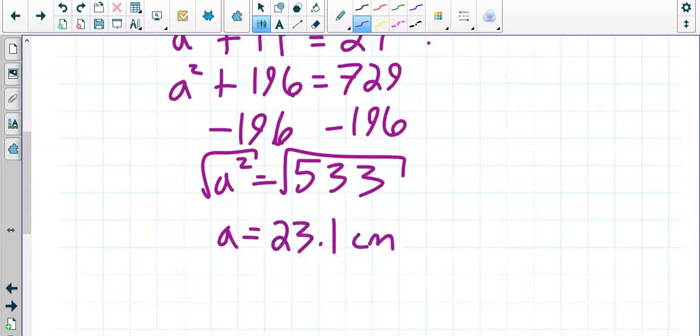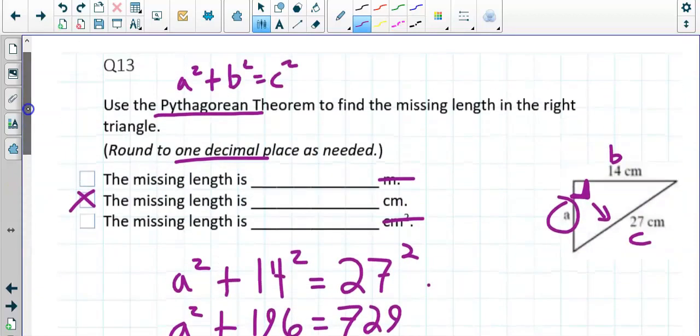And of course, the label would be centimeters. And if you went up, that's what you'd be filling in this blank. 23.1. And that's your answer. Okay? So make sure that you pay attention to these. They're going to try and trip you up, and make sure that you're thinking about your label. Make sure that you plug in the Pythagorean theorem right. I can't tell you how many people will take the 14 and the 27 and say that's A and B, and then they look for C, which is wrong. Watch out what you're doing.